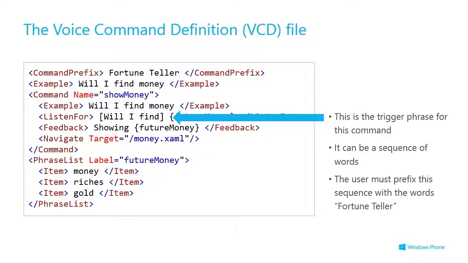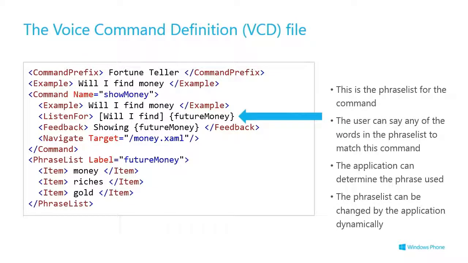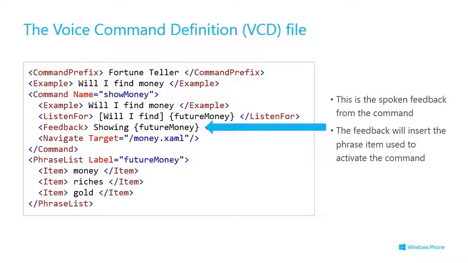This is the trigger command, and then this sequence of words. You see this parameter, it's basically a variable for future money, which gives you the phrase list. I'm not going to jump down too fast to talk about the phrase list, but it's basically listening for "will I find", and then it's going to use the variable for this phrase list to help drive the behavior. And then it's going to show that feedback.